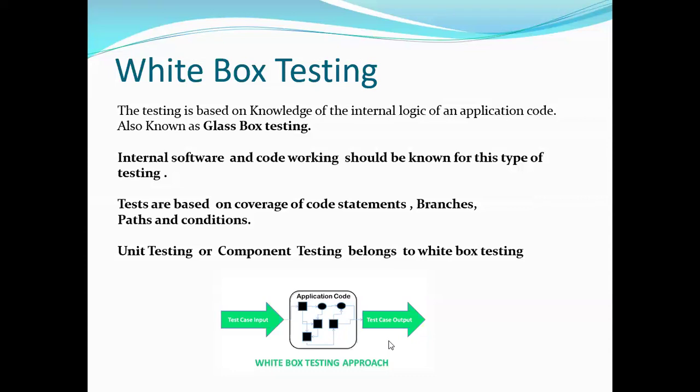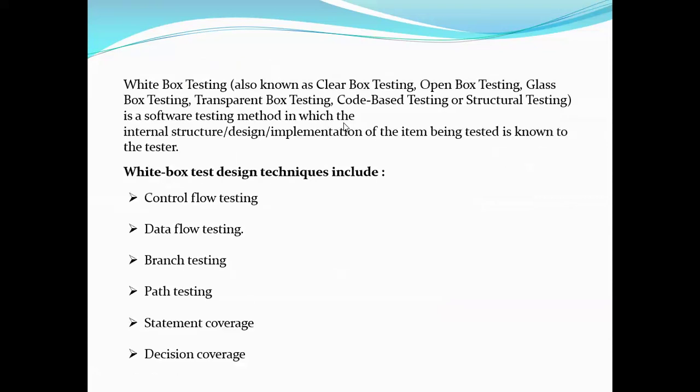Understanding, right? The test is based on the coverage of code: statements, branches, paths, conditions. They always check whether the branches are working correctly or not, code statements are working correctly or not, paths are working correctly or not, and conditions, if conditions, for loops, are all working correctly or not. They will check from their end. So unit testing or component testing belongs to what? White box testing. If you know the logic, if you know the application code, then you can say it is white box testing.